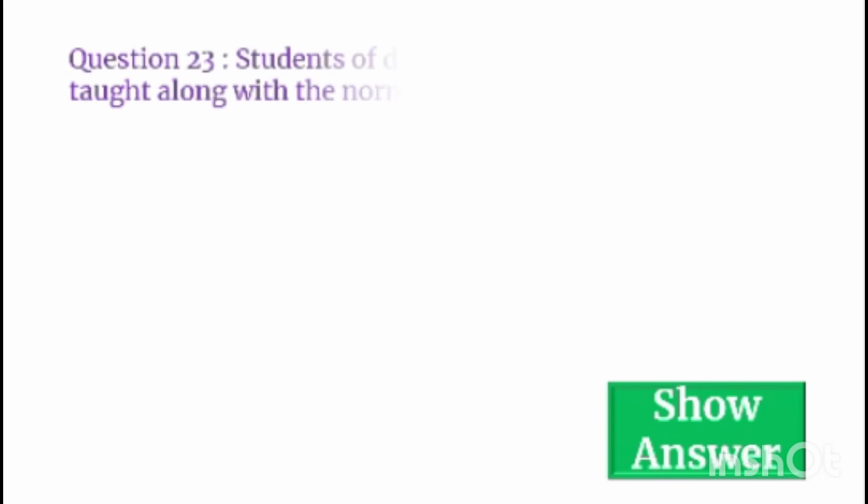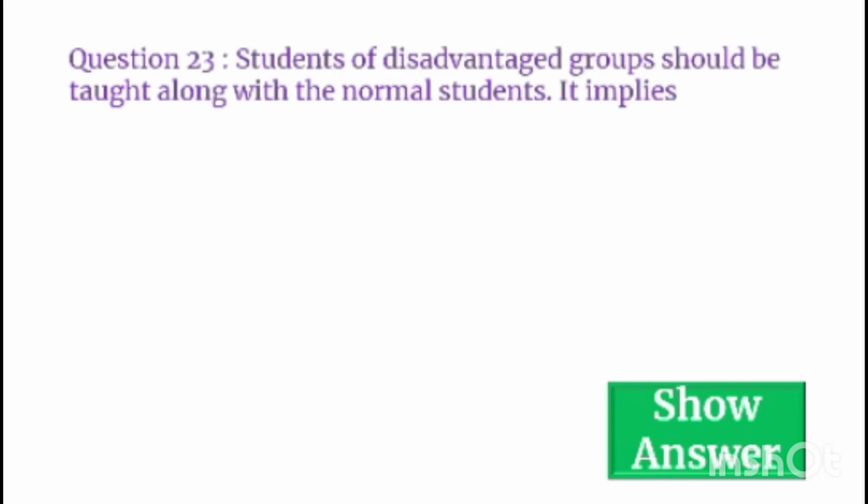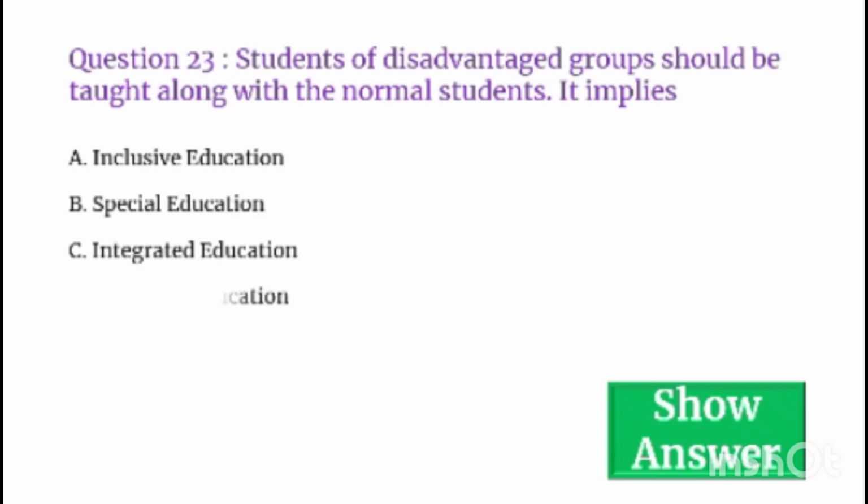The next question on your screen: students of disadvantaged groups should be taught along with the normal students. It implies what? Option A, inclusive education. B, special education. C, integrated education. D, exclusive education. I think inclusive education, because both students are sitting together. So A is the appropriate answer. Such type of question will be asked in the CTET 2024 exam. So I advise all of the future of country watching this video.